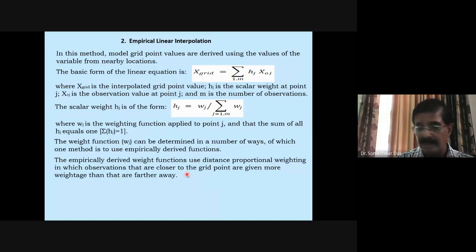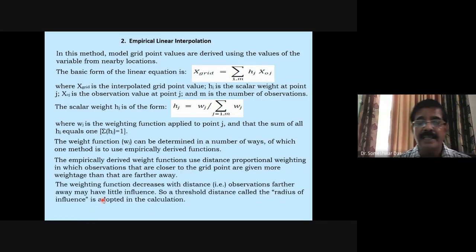That's what I just explained. Those which are farther away from the point of interest, or the grid point we are trying to interpolate, will have a lesser weightage, and those which are closest to the grid point will have the higher or larger weightage. The weighting function decreases with the distance, right?